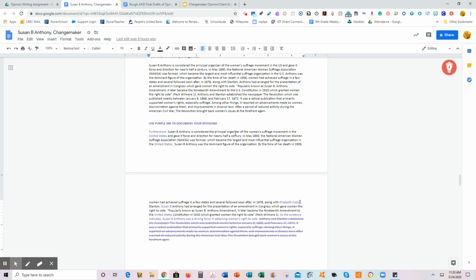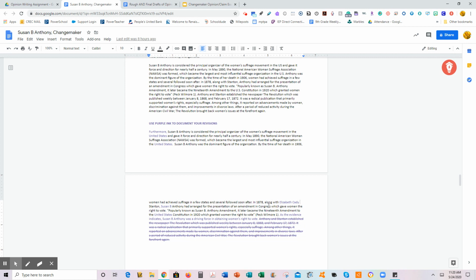Susan B. Anthony is considered the principal organizer of the women's suffrage movement in the United States. Notice here, both spots, instead of putting US, I wrote out the word. It was more formal, so I liked it better. Okay, so then Susan B. Anthony was the dominant figure of the organization by the time of her death in 1906. Women had achieved suffrage in a few states and several followed soon after.